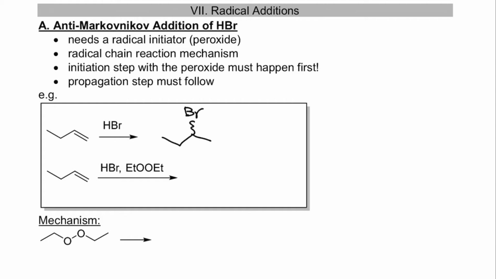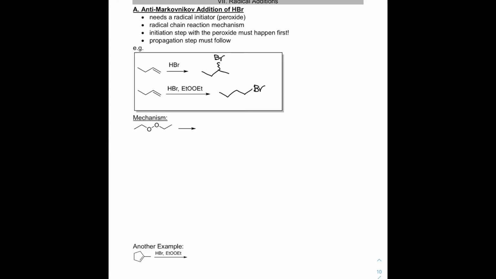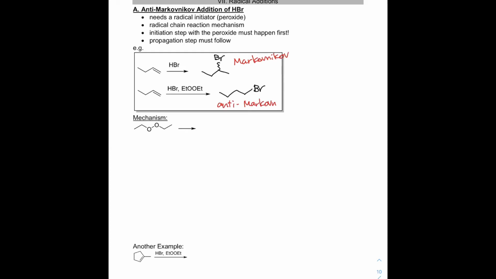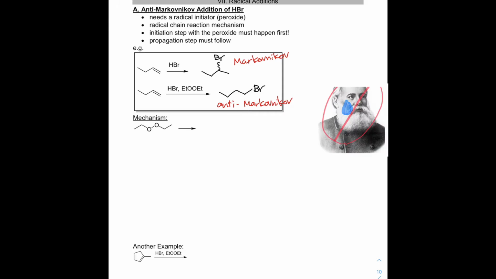This would be racemic because to the carbocation, bromide can add from either face, and that would be the Markovnikov product. But HBr with some sort of an alkyl peroxide gives you the anti-Markovnikov addition of HBr. So this would be Markovnikov, and the latter would be anti-Markovnikov, right?